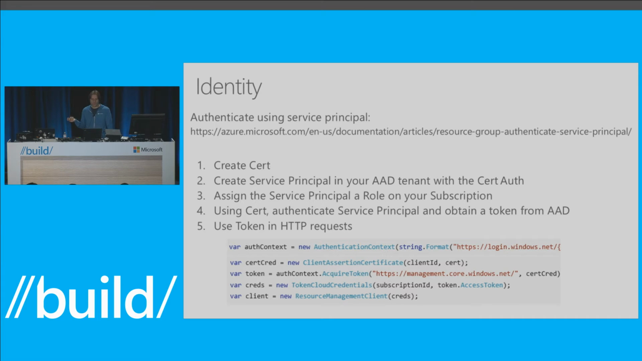So how do you do it? You create a cert. You create a service principal in AAD with that cert authentication, and then you assign the service principal to a role on your subscription or resource. And then you use that cert to authenticate the principal and obtain a token from AAD. That's going to be a temporary token. And then you can use this token in your HTTP requests, right? Either directly in the authorization header, or you can use our client libraries that automatically wire it in the right place. So this is the kind of code you can write. There is that URL that points you to a documentation piece that describes how to do it precisely.